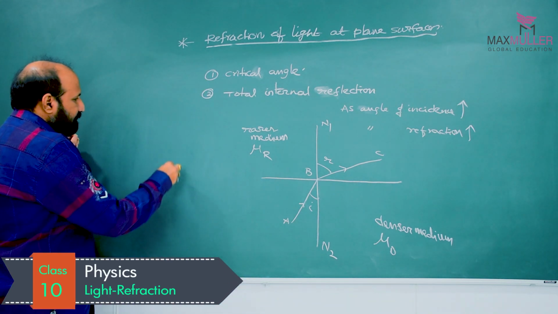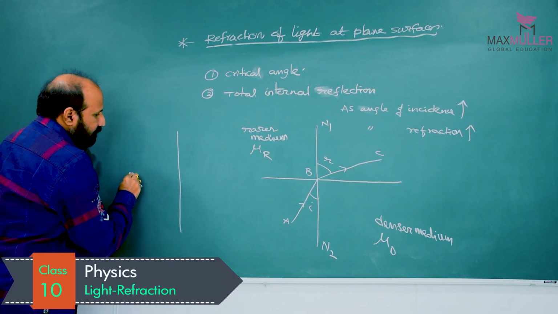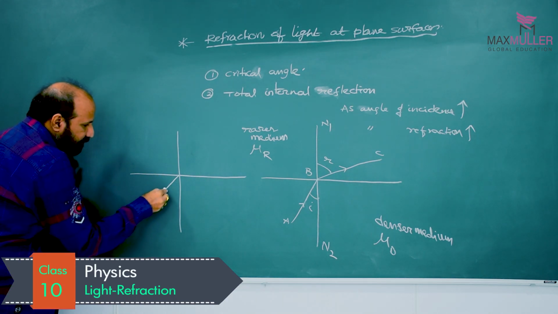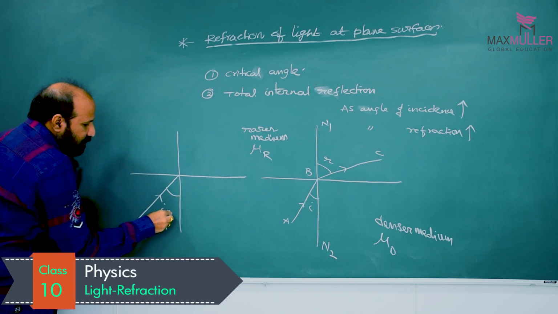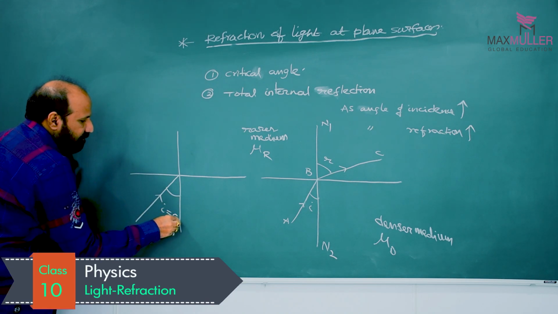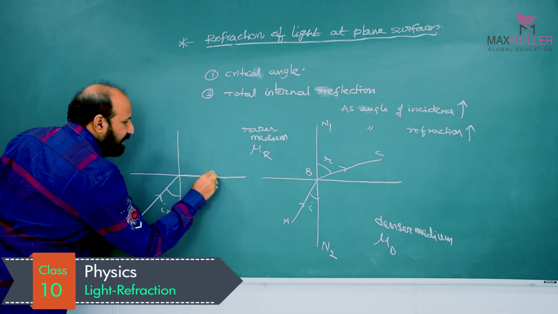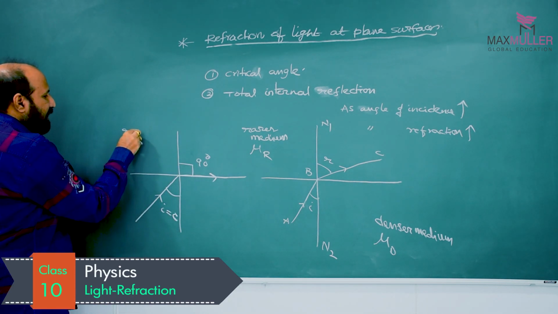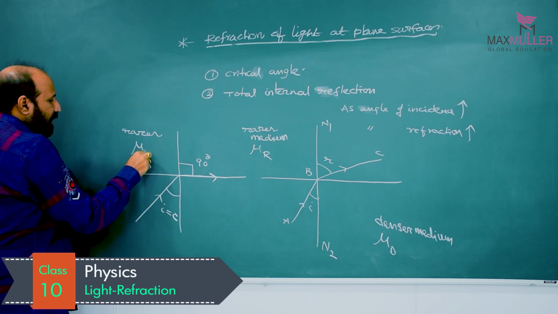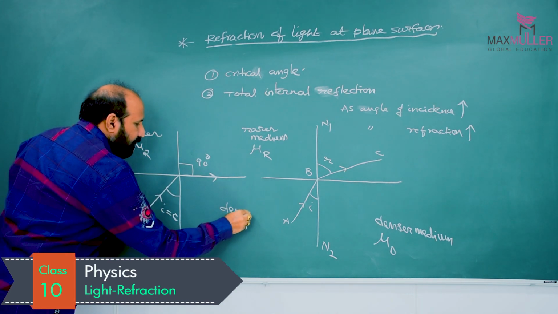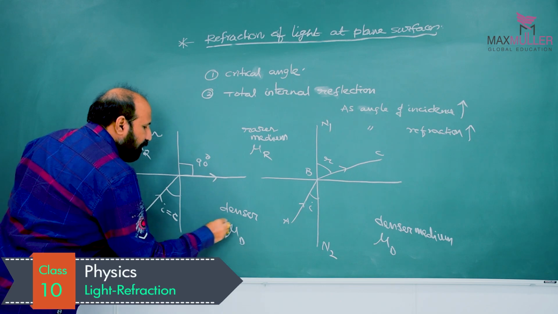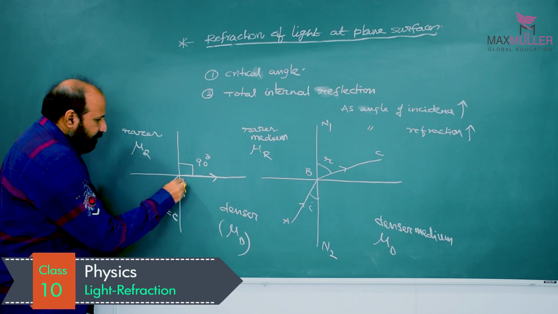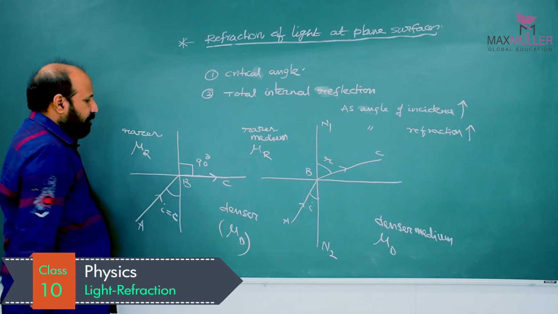Now I will show this in this diagram. At a particular angle of incidence, I is equal to C. This is critical angle. The angle of refraction is 90 degrees. This is rarer, mu of rarer. This is denser, mu of denser. So, this is incident ray and this is refracted ray.